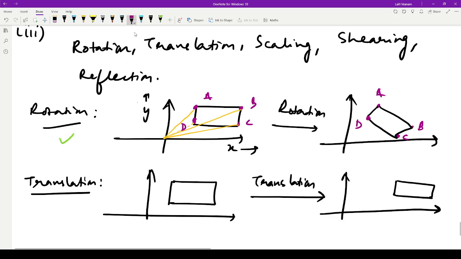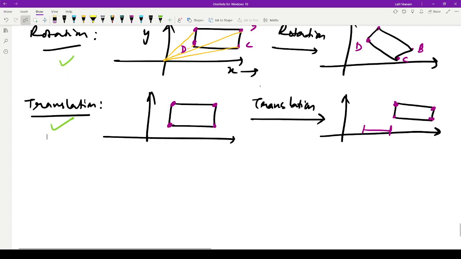Okay. So this is translation. Everyone agrees that we have translated, rather shifted the origin by some distance. So translation also maintains extreme points, right? Agreed? Next is scaling. Scaling is also similar, right?